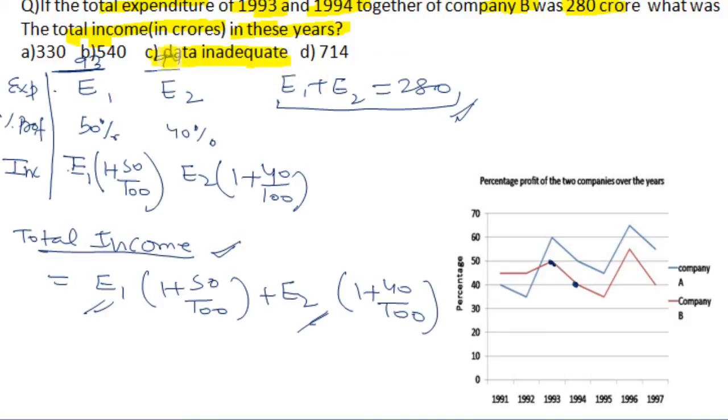And yes, of course, if we were given a relation between E1 and E2, say E1 is 2 times E2, then of course we would get the answer, right? But here nothing as such is given, so data inadequate is the answer, right?